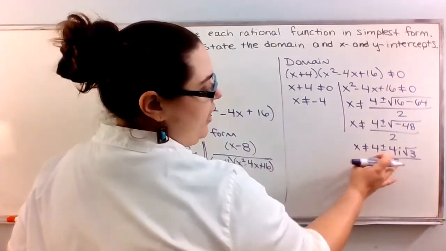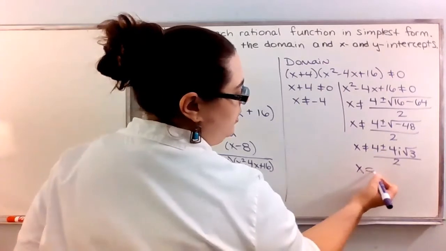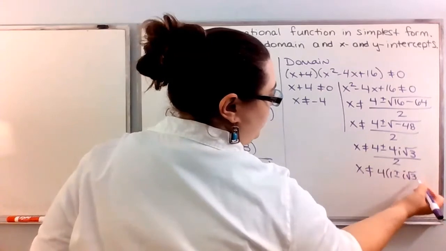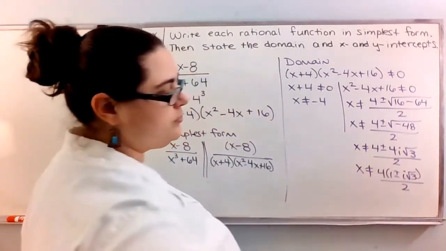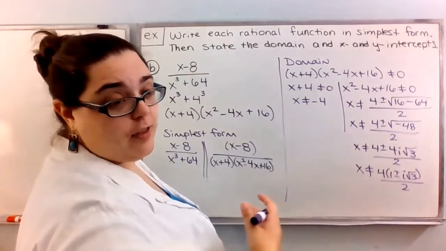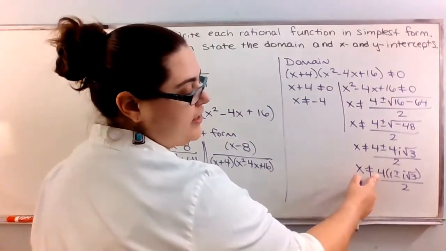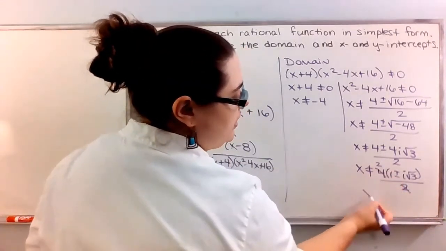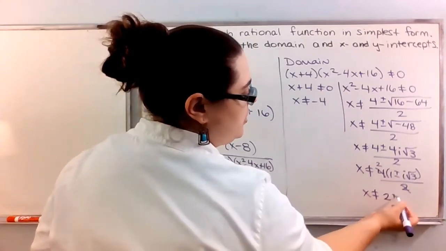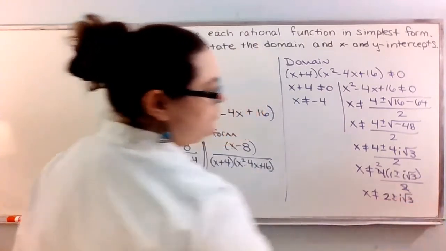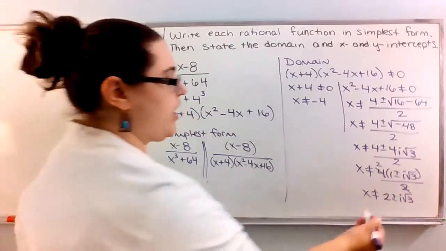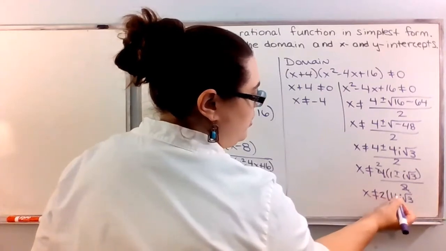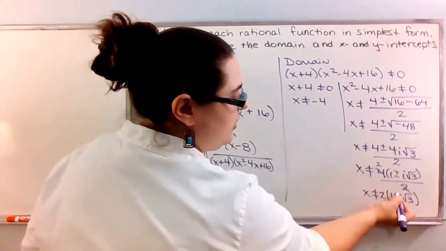Then up top, I now have a common factor of 4. So I can factor that out to get 1 plus or minus i root 3 over 2. And because I factored out that 4, it has a common factor with 2 of 2. So I can divide that out to get x cannot be 2 times 1 plus or minus i root 3. A little overzealous, I think, here. There we are.